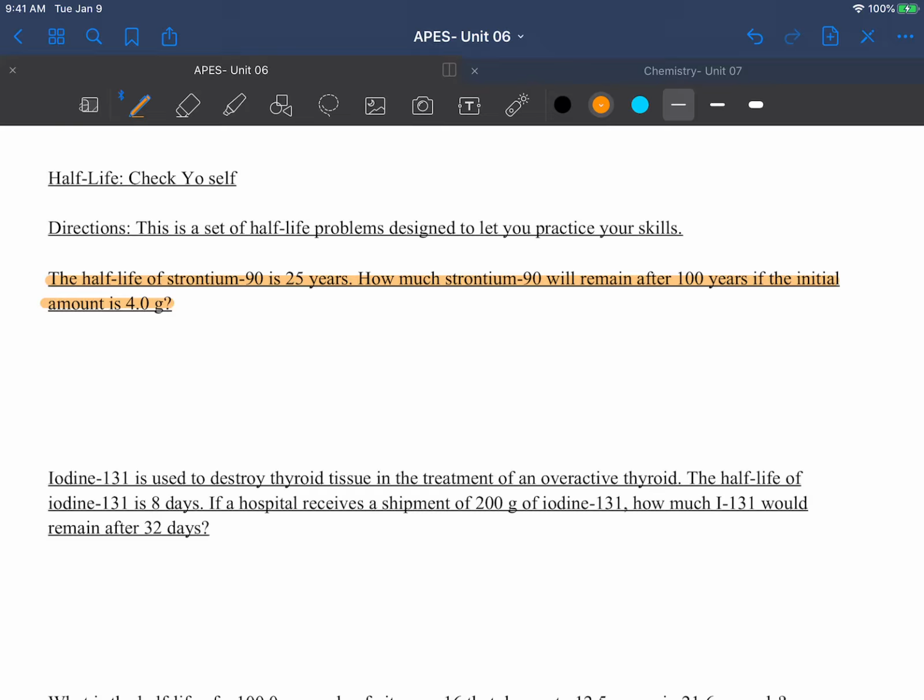Now there's a lot of numbers in here, so we're going to eat the sandwich one bite at a time. The question wants us to end up with how much strontium will remain after a certain amount of time, but that's dependent on the number of half-lives, and we know the length of a half-life, but we don't know how many half-lives that is. So we're going to take our total time that's passed, total time, that's not how you spell time, and divide that by the length of a half-life.